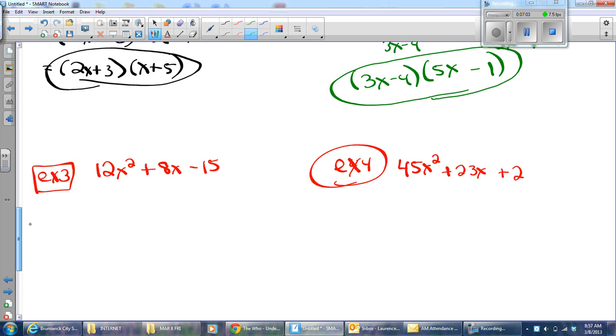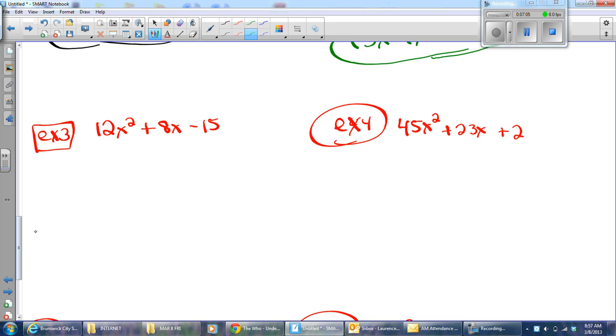All right, got a couple more examples here for you. Looking for a GCF on this trinomial. Don't see one. Going to multiply 12 times 15. Well, if I triple 15, I get 45. If I double that, I get 90. If I double that, I get 180. So I need the factors of 180.